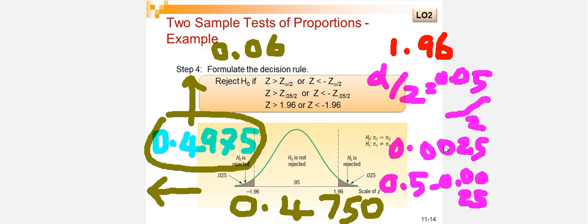Okay, so we get 4750. This one is wrong. So atas you dapat berapa, Chang? 4750.